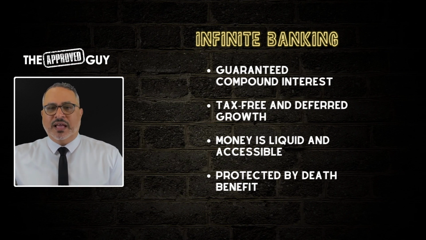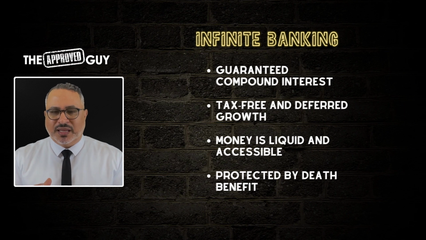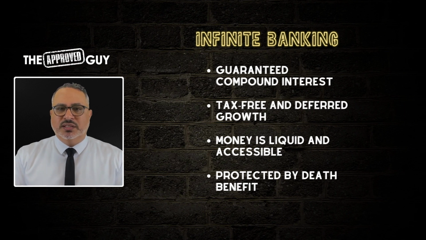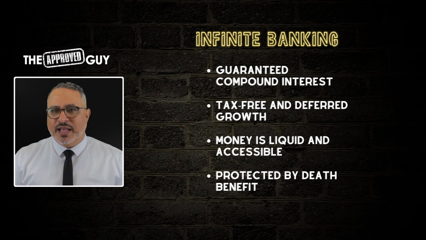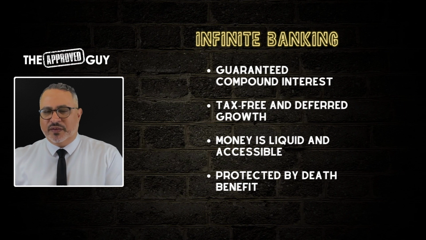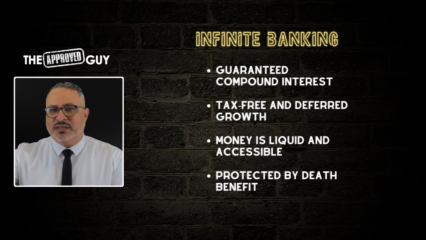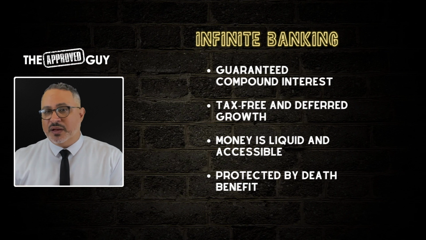At the end of your life, the policy is a whole life policy, so it's going to distribute a death benefit. That death benefit is going to be greater than the cash value. So in the end, the death benefit is what gets left behind to the next generation. And the death benefit is tax-free as well.